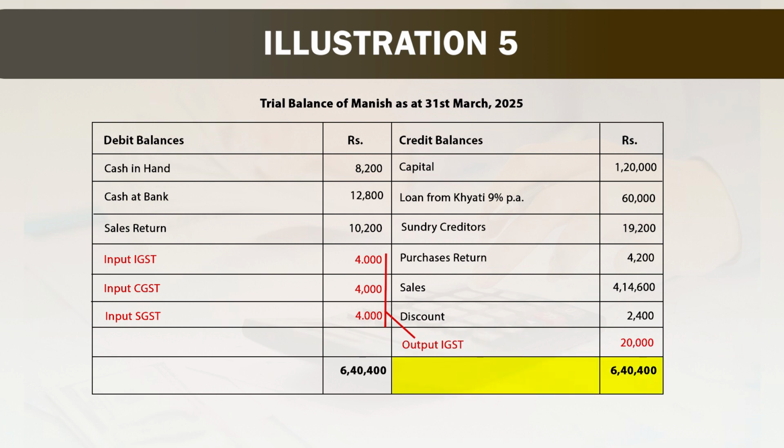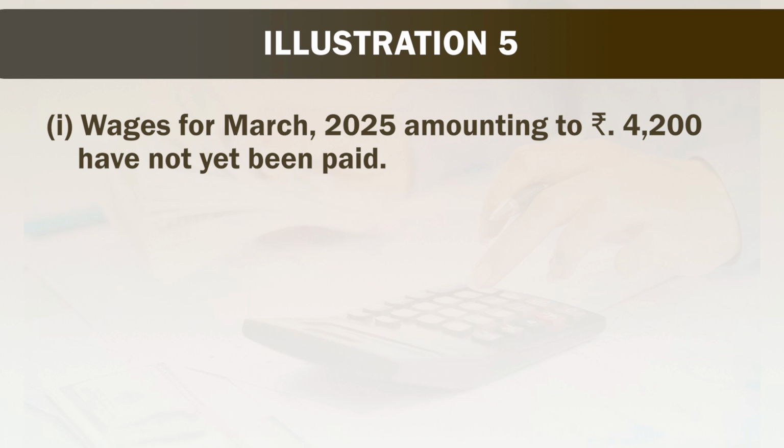So, total of trial balance of both sides is 6,40,400. Now, friends, we will see all adjustments one by one and simultaneously we will see the explanation of them too. Here the first is wages for March 2025 amounting to rupees 4,200 have not yet been paid. So, it is our outstanding expense.